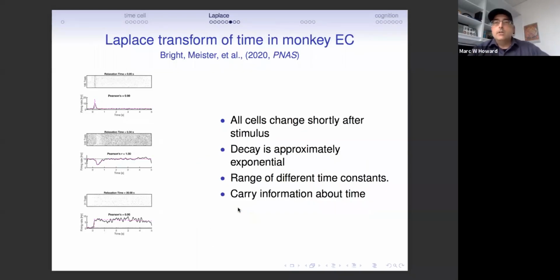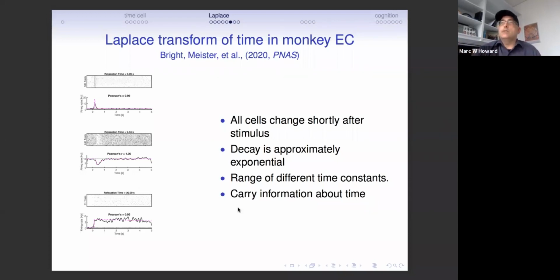Okie doke. But that has changed. Over the last 2 years, we've seen quite strong evidence for this. I'm going to focus on a paper that's out in PNAS over the summer from students Ian Bright, Miriam Meister, and Nathan Cruzado, reanalyzing data collected by Miriam in Beth Buffalo's lab.